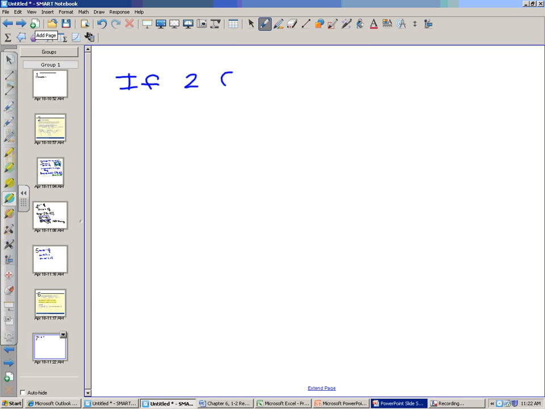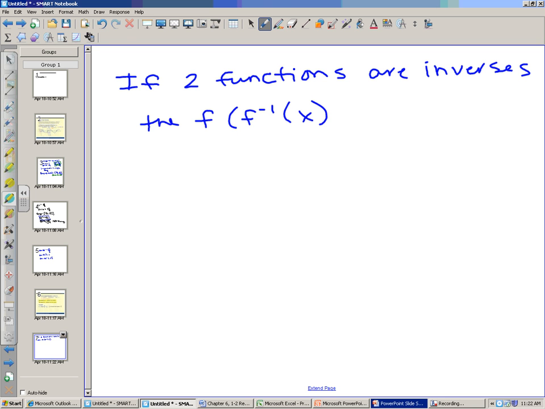If two functions are inverses, then f of f inverse of x will equal x, and f inverse of f of x will also equal x.